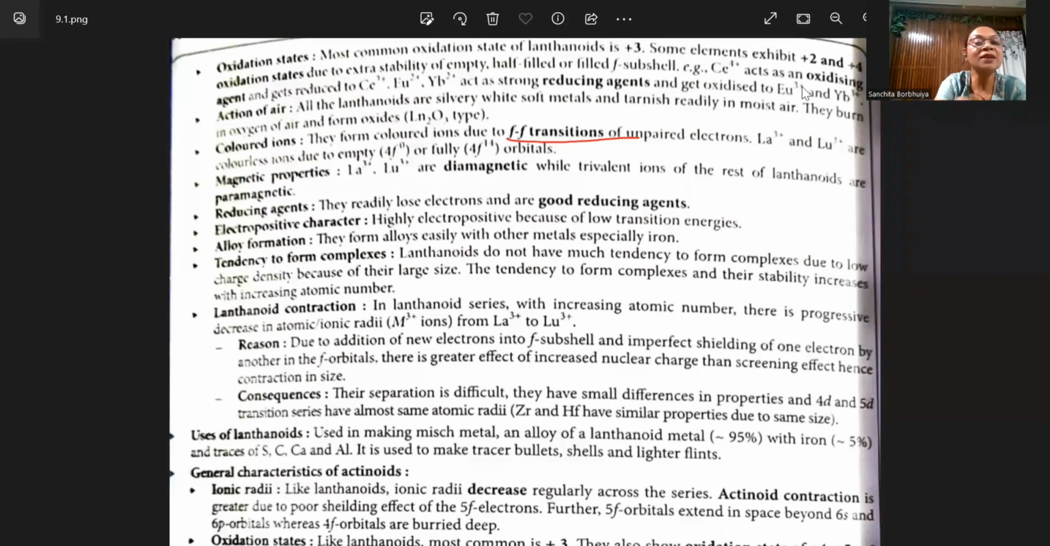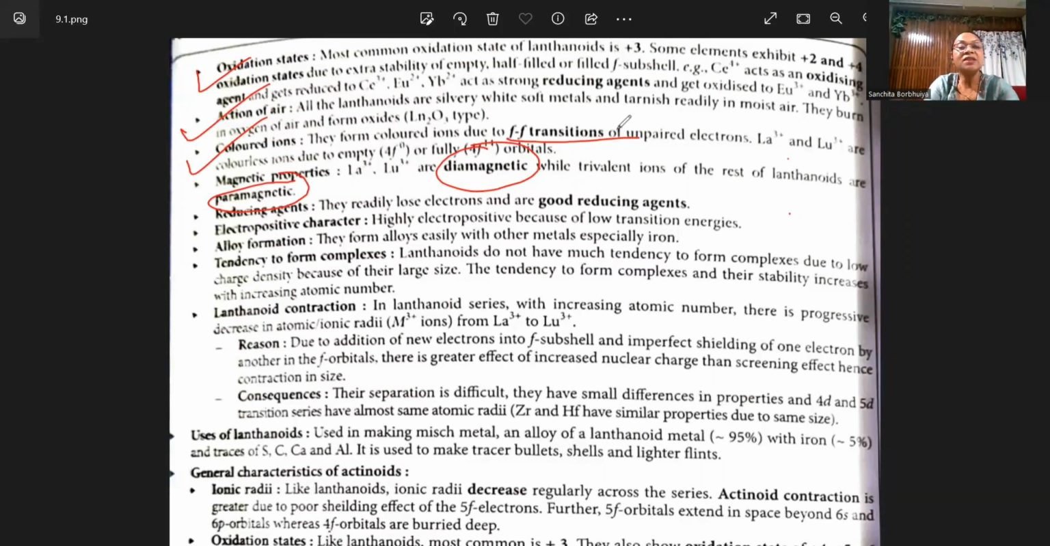Going on to the next one, we'll go to the magnetic properties. So we have finished with colored ions. We have discussed oxidation states. We have finished the action of air. We have finished the colored ions. Let's go to the magnetic properties. Now these compounds are paramagnetic if they have unpaired electrons, and they are diamagnetic if they have no unpaired electrons.